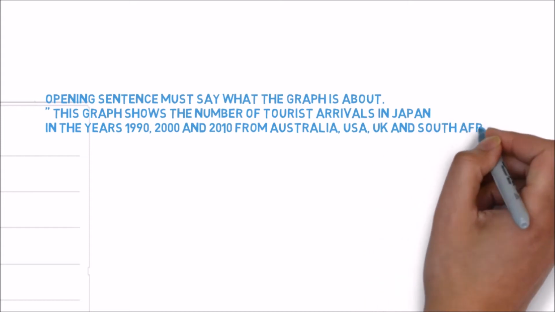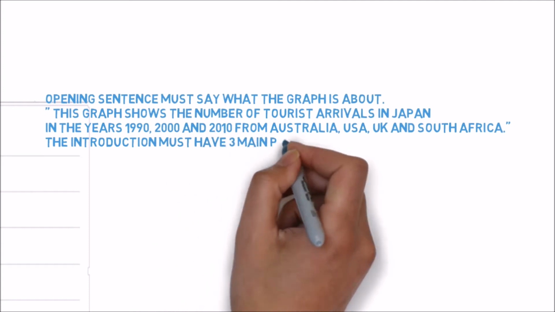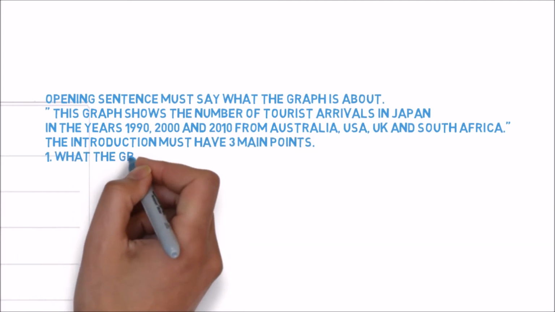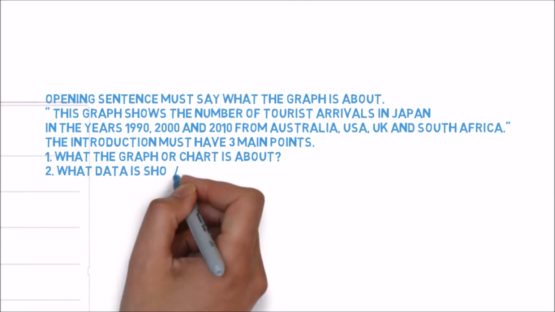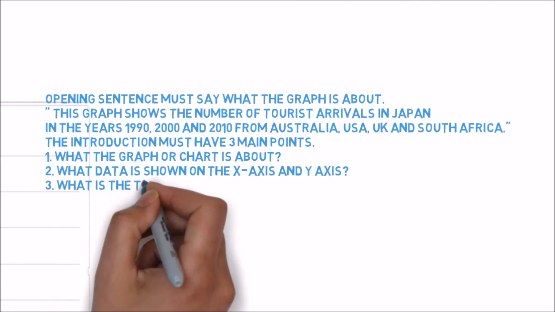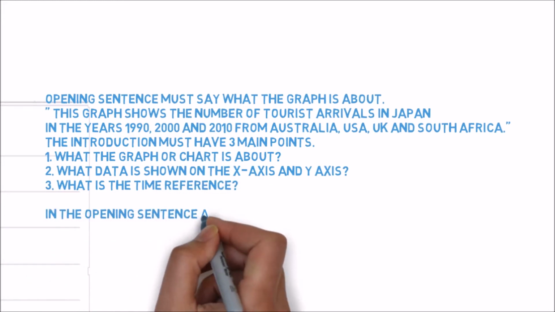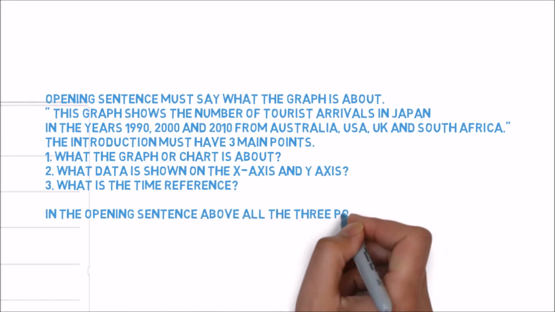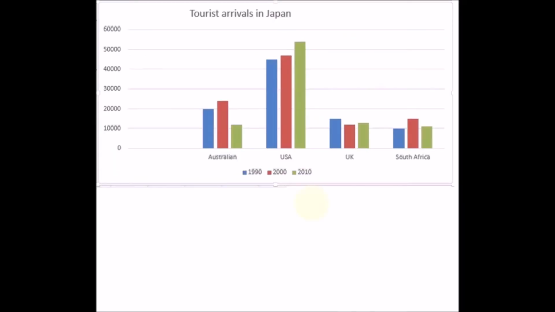The introduction must have 3 main points. The first point is, what is this graph or chart about? The second point must be the data shown on the y-axis as well as the x-axis. So in this graph you can see that tourists arrived from 4 countries, so that must be included in the opening statement. Finally, there should be a reference to the time. For instance, in this graph you see that the data is for 1990, 2000, and 2010.